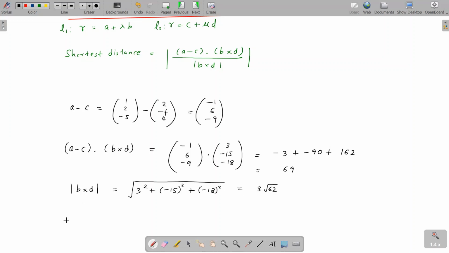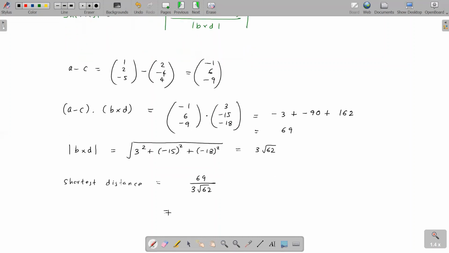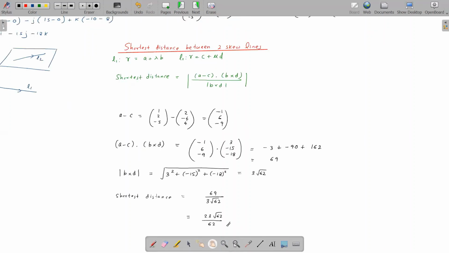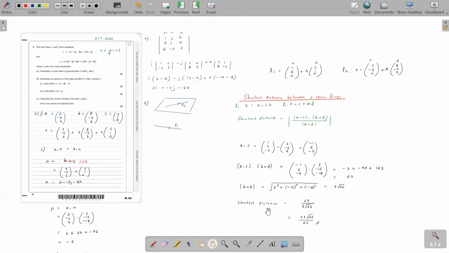Okay, so now let's get the shortest distance. You have a minus c dot b cross d, which is 69, divided by 3 root 62. Can you all simplify? How much does it give? 23 root 62, rationalizing, over 62. So this is the shortest distance between your two lines. Okay, is this clear? This is the answer for part C.